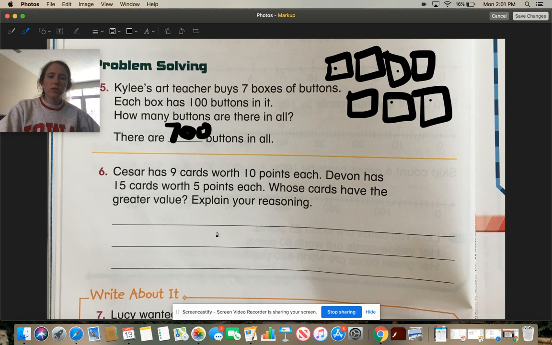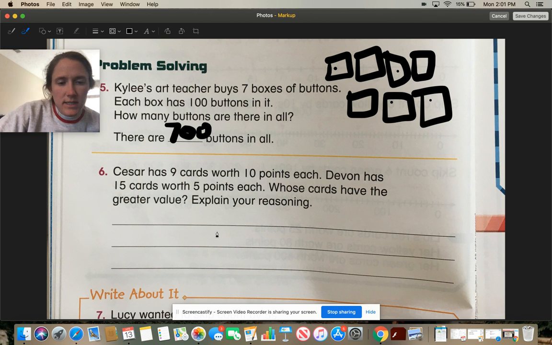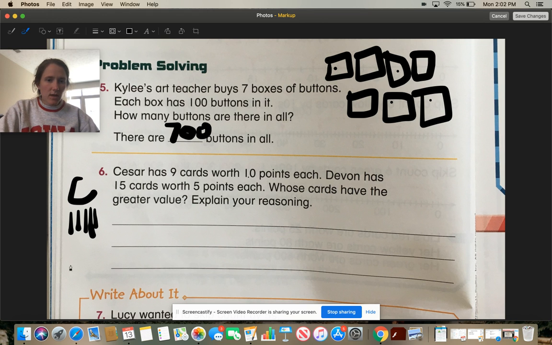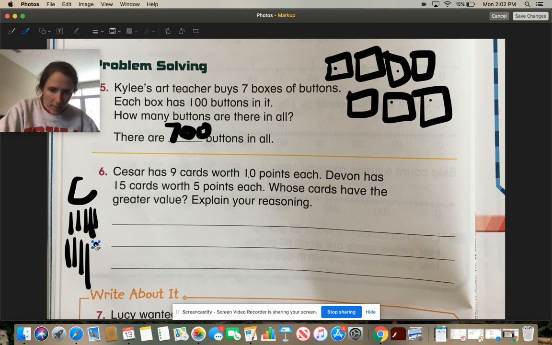Caesar has 9 cards worth 10 points each. Devin has 15 cards worth 5 points each. Whose cards have a greater value? Explain your reasoning. So Caesar has 9 cards, and each of those 9 cards is worth 10 points. So that would be the same thing as having, if a card is worth 10 points, that would be like having a 10 stick. So let's say these are Caesar's. Caesar has 9 cards, and so the 9 cards are like a 10 stick. So we'll do 10, 20, 30, 40, 50, 60, 70, 80, 90. So there's 90.